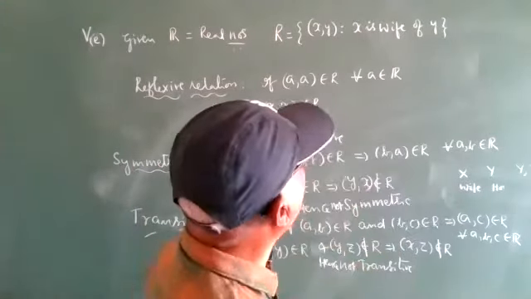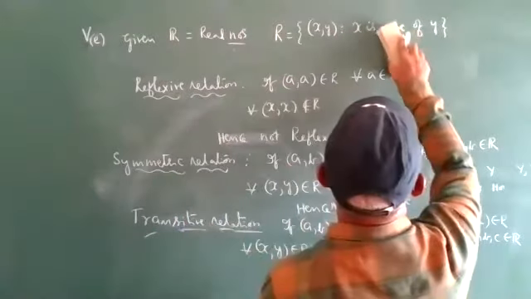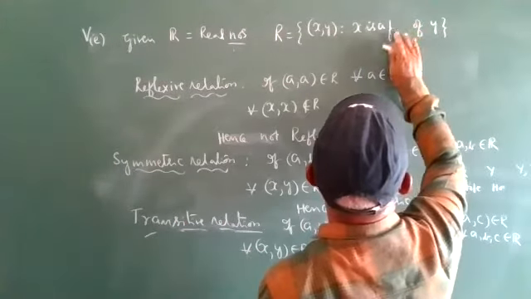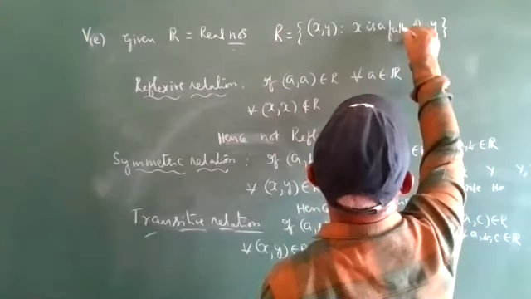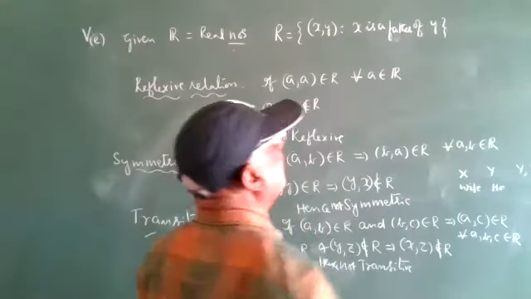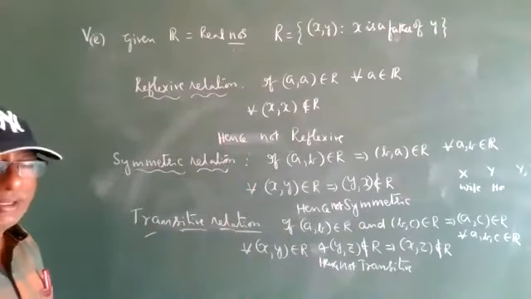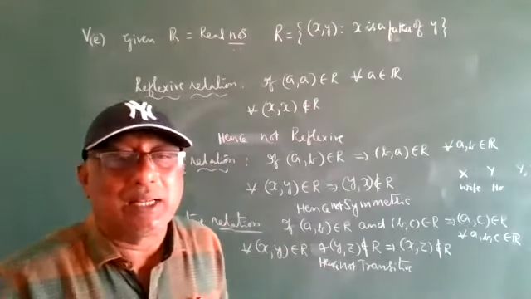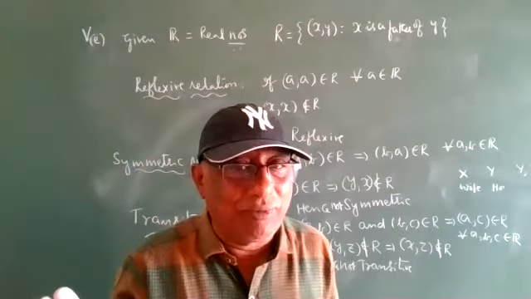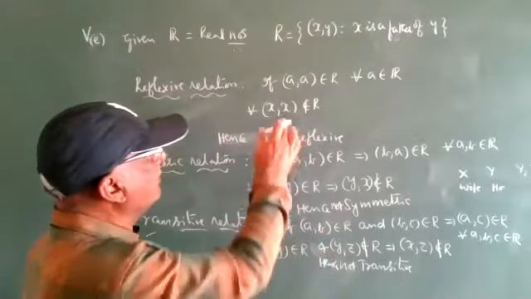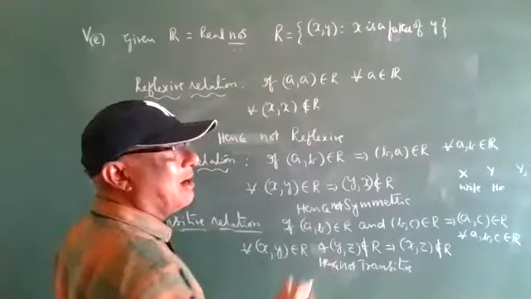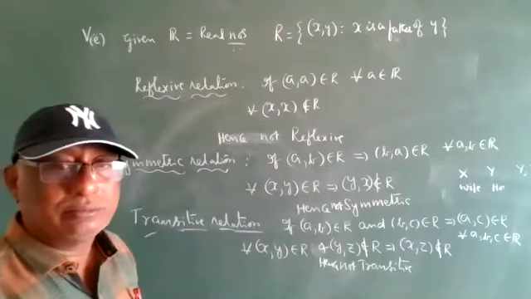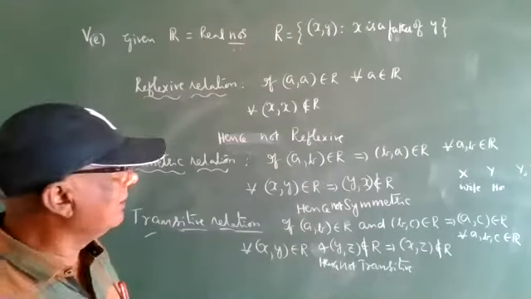X is a father of Y. Okay, na? Now, every person himself is not a father, so reflexive fails. X comma X does not belong to R, hence not reflexive. Symmetric.